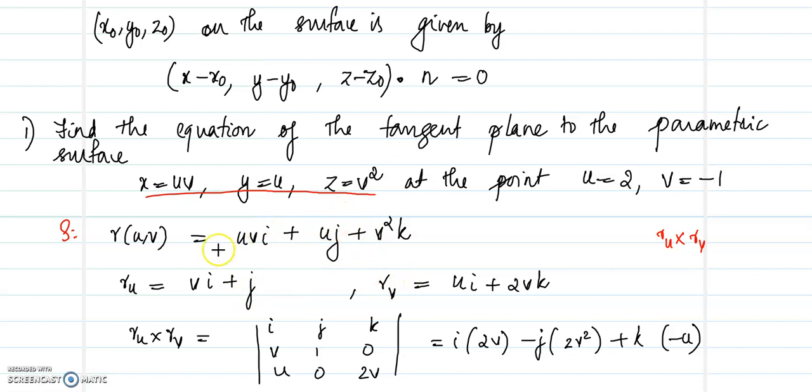Then r_v: the derivative of the first component with respect to v is u i. The second component, the derivative is 0. The third component is 2v k. So we get u i plus 2v k.